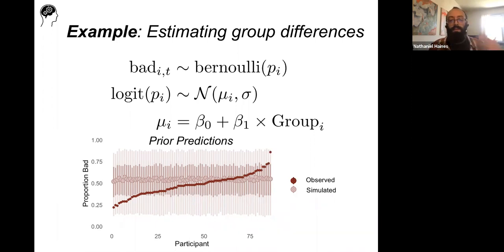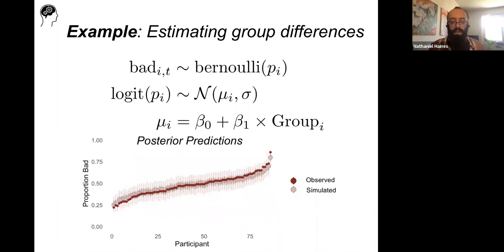But then after we fit it to data, which again, there's example code of in the R notebook, we get these posterior predictions, which again look pretty similar to what we had when we were not estimating these group differences with this form of the model up here.